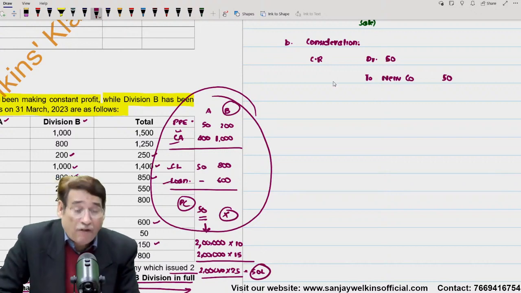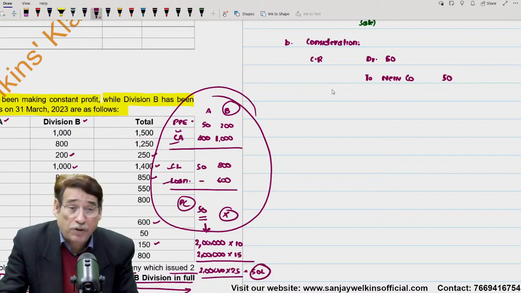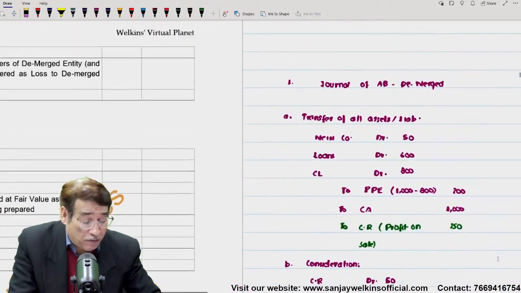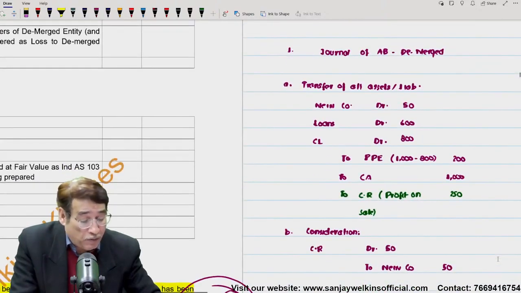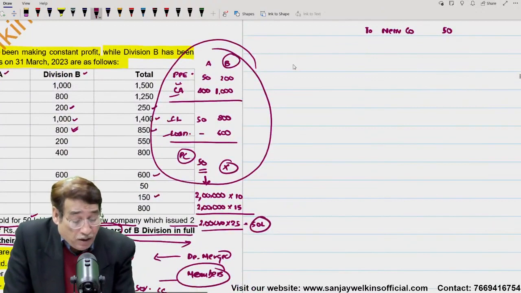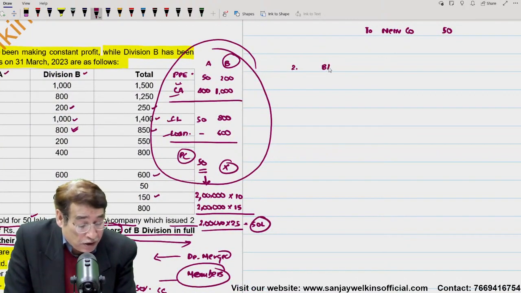Fine, sir. After this, we are supposed to prepare the balance sheet. So under the accounting process of the demerged entity, the first step was the Journal of AB Limited. And then step number two, balance sheet of demerged entity.